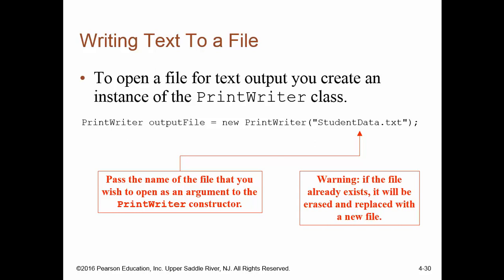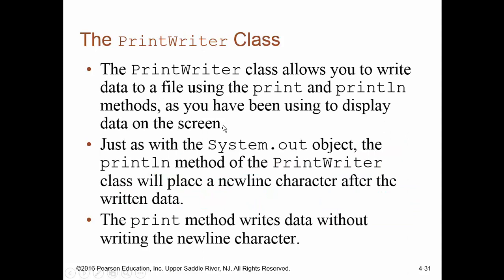So as mentioned here, if you want to open up a file for text output, you use what's called the PrintWriter class. So notice PrintWriter, that's a class, that's the object, outputFile equals new PrintWriter("studentData.txt"). And what that'll do is cause a new file to be created called studentData.txt. If the file previously existed, all of its contents will be erased and it'll be replaced with this new file. So PrintWriter, as mentioned here, allows you to write data to a file using print and println, as we've been doing in the past.